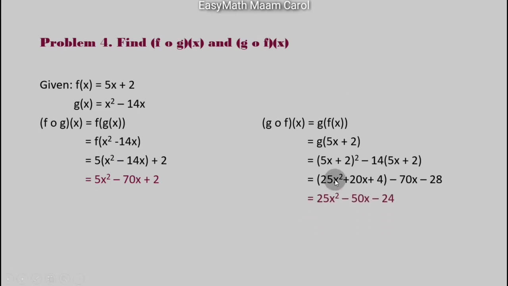Itong 25x squared, wala naman siyang katulad dito. So, na-retain na 25x squared. Tapos, yung 20x natin, positive siya. Tapos, may negative tayo doon. So, mamaminus yun. Okay? Subtraction of signed numbers. Mas malaki yung 70, negative siya, kaya negative 50x. And then, ganun din yung nangyari dito, different signs sila, so we will subtract. Positive 4 at saka negative 28, so we have negative 24. So, the value of g of f of x is 25x squared minus 50x plus 24.